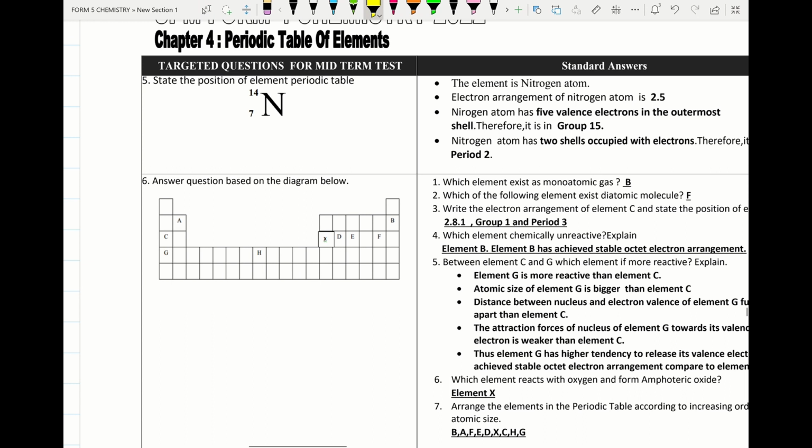State the position of the element in the periodic table. So we take the proton number 7, and do the electron arrangement, 2.5. Alright, so this element has valence electron 5, therefore it will be from group 15. And it has two shells, number 1 and 2, therefore it will be from period 2.